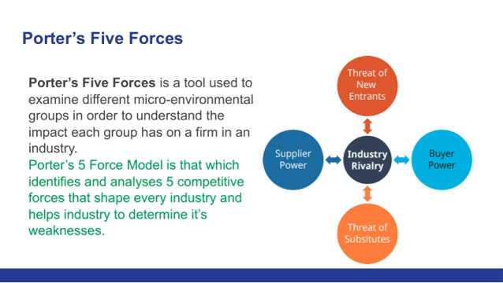The five forces include the threat of new entrants, the bargaining power of suppliers, the bargaining power of buyers, the threat of substitute products or services, and the intensity of competitive rivalry. Each of these forces plays a crucial role in shaping industry dynamics and strategic decision-making. Understanding these forces helps us see where the vulnerabilities might lie and what opportunities are available.